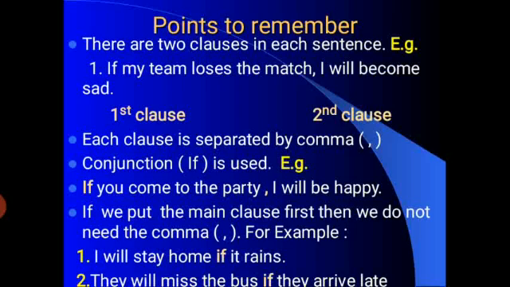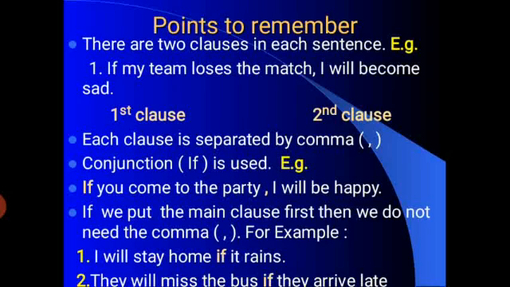So the first clause is if my team loses the match, and we are following the same structure which I have told you just now. If plus subject plus first form of verb, and if the subject is singular, we are going to insert s or es with the verb, and if the subject is plural, we are not going to use s or es. And then in the second clause, subject plus will plus base form or the first form of verb. So here in the second clause you can see I plus will plus first form of verb, and first form of verb here is become. I will become sad. So point number one is there are two clauses in each sentence.